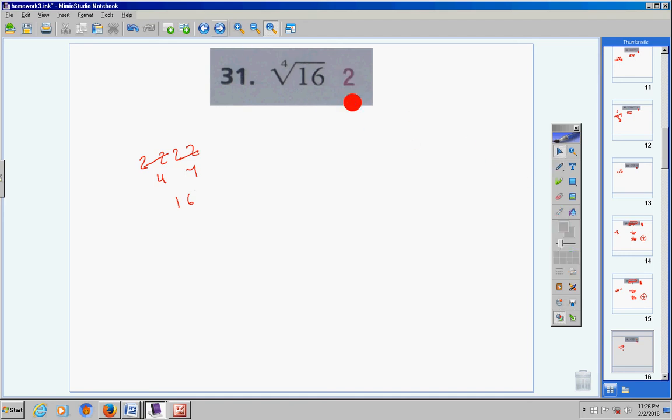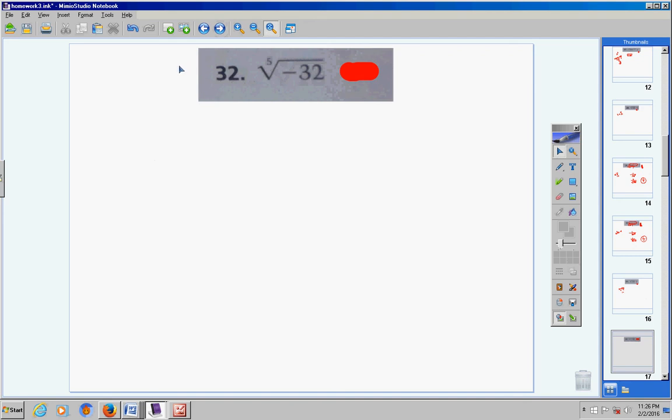Moving on to 32. Alright, the 5th root of negative 32. Now, as soon as you realize you have the 5th root of a negative number, as soon as you realize your radicand is negative, you might be tempted to put no solution. Well, hold on. If the index is odd, the 5th root, 3rd root, 7th root, 9th root, 11th root, if your index is odd, you are allowed to have a negative radicand. Now, if this index was even, 2nd root, 4th root, 6th root, 8th root, then you would put no solution.